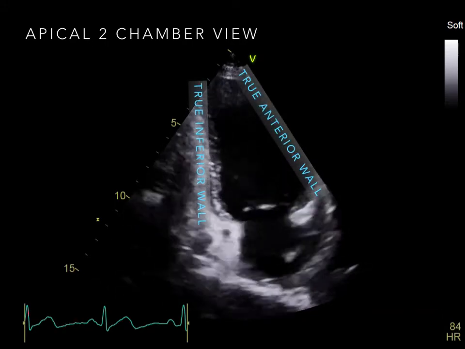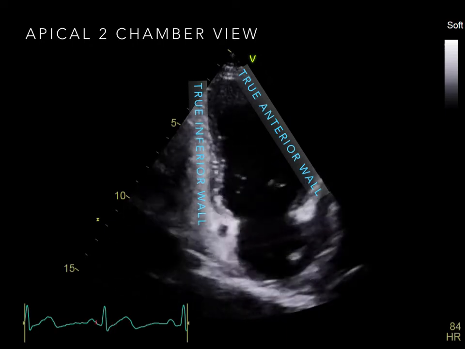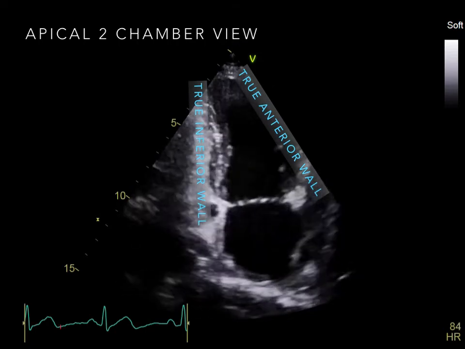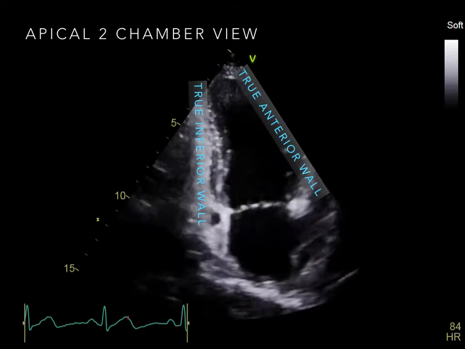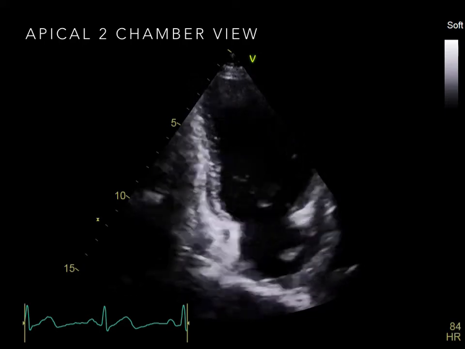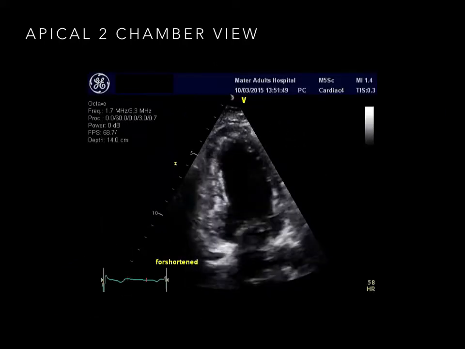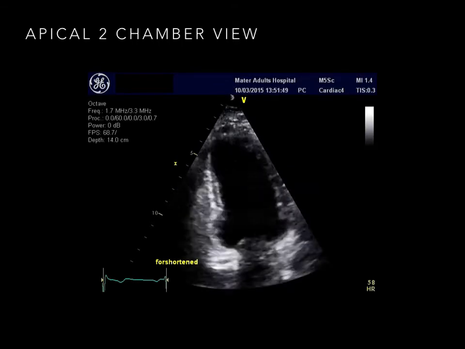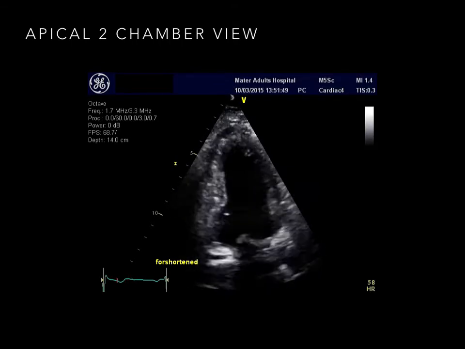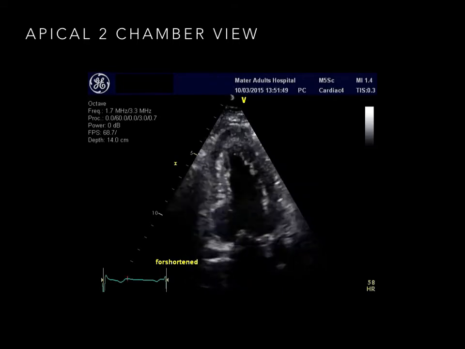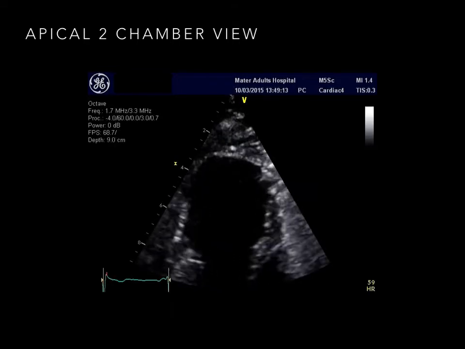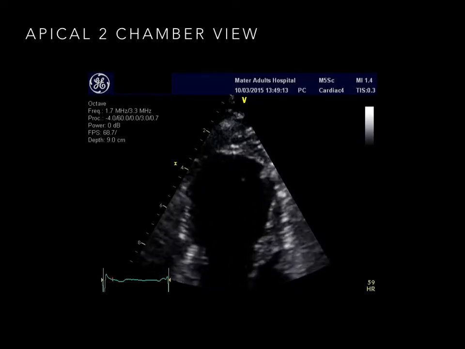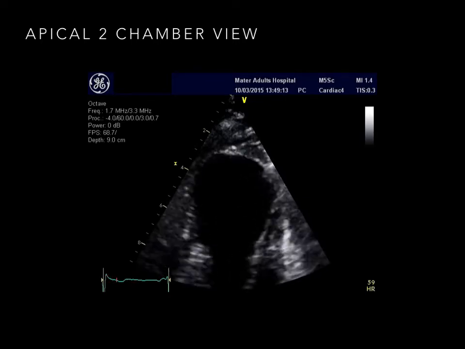The apical 2-chamber view is especially important in assessing the true anterior wall and the true inferior wall of the left ventricle. Make sure that you're imaging the whole LV, as foreshortened images might miss important pathology. Like on this image, an LV apical aneurysm would have been missed with the foreshortened image.